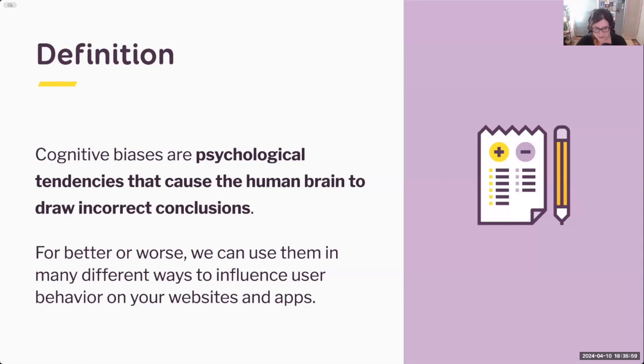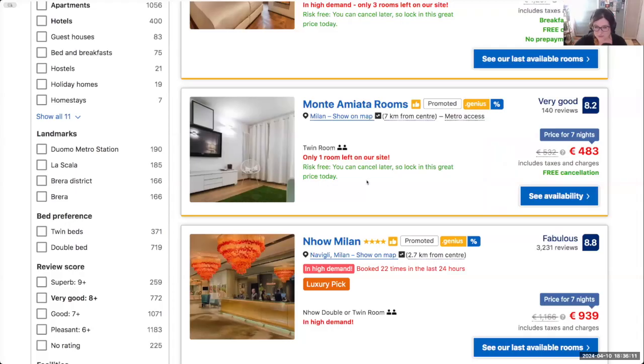The fun or not so fun part is that for better or worse, we can use them in different ways, and they will also impact our users. Most of the time when I talk about cognitive biases, I talk about things like how designers use cognitive biases on websites. And I like Booking because they're using a lot of the tricks in the book.